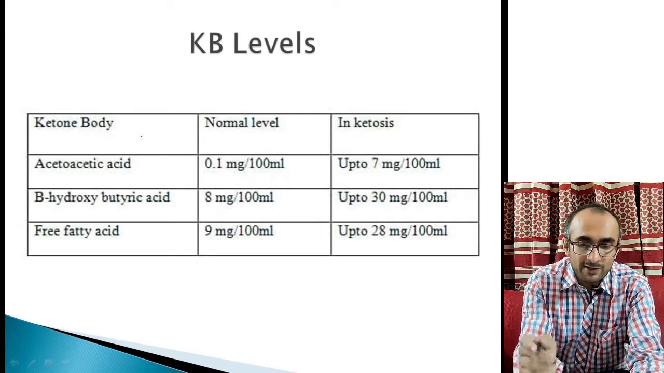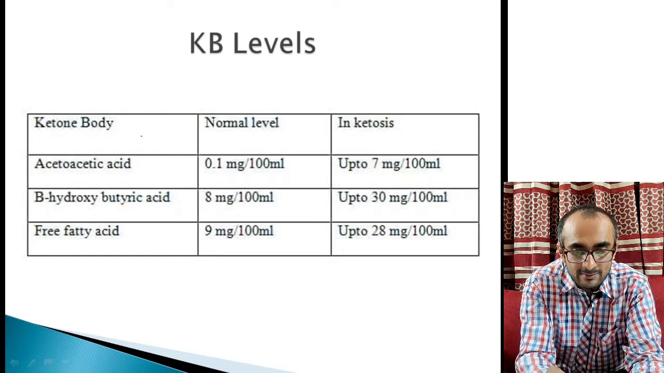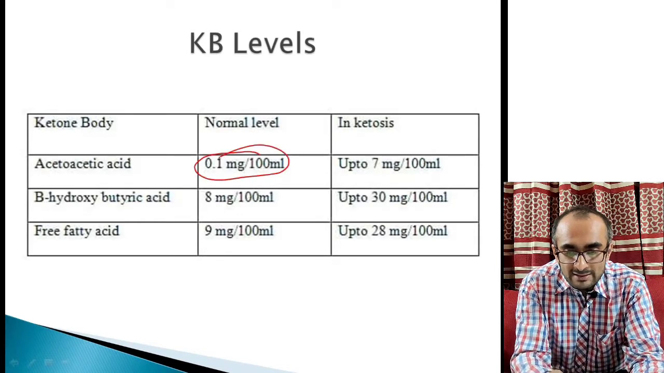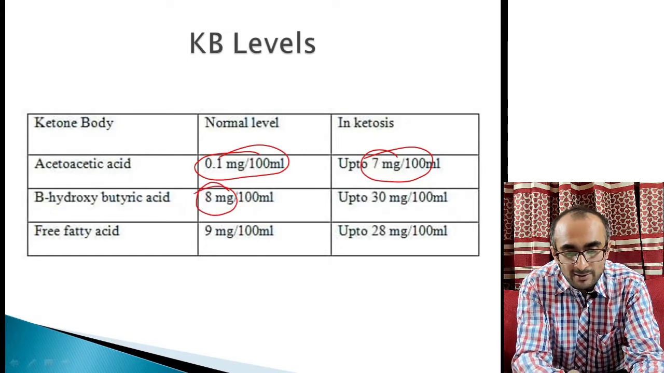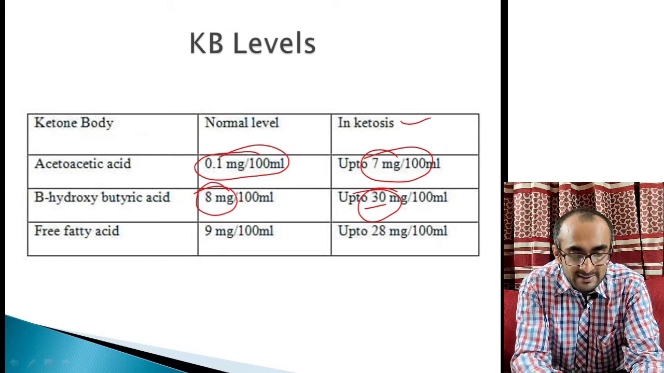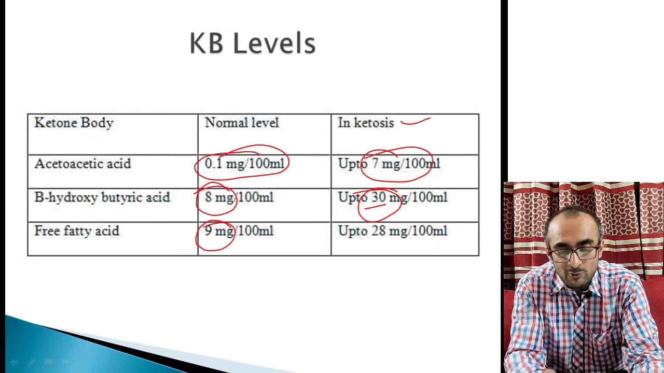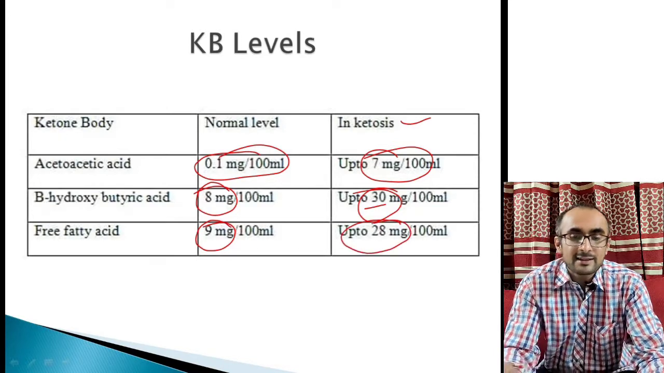The normal level of acetoacetate is 0.1 mg per 100 ml, which is increased to 7 mg per 100 ml in case of ketosis. Beta-hydroxybutyrate is around 8 mg per 100 ml, increased to 30 mg per 100 ml in case of ketosis. Free fatty acids are 9 mg per 100 ml at normal level, and that goes up to 28 mg per 100 ml in case of ketosis.